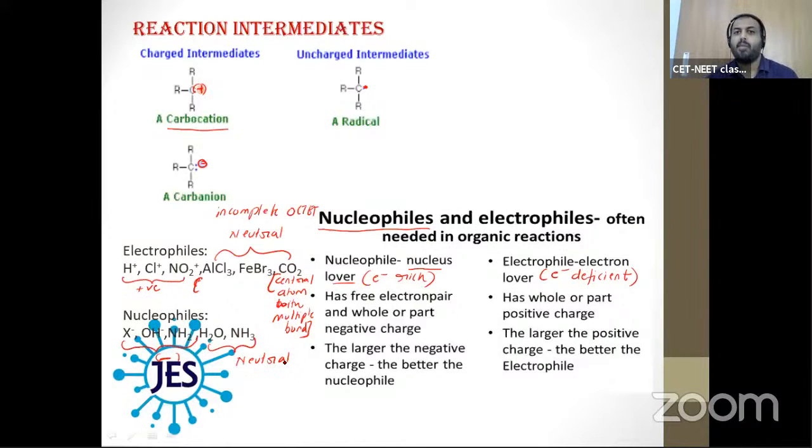But why will neutral species behave like nucleophiles? Because they would have atoms with one or more lone pairs. Atoms with one or more lone pairs will behave as nucleophiles. So that's about the classification of reagents as nucleophiles and electrophiles. Good. Next.